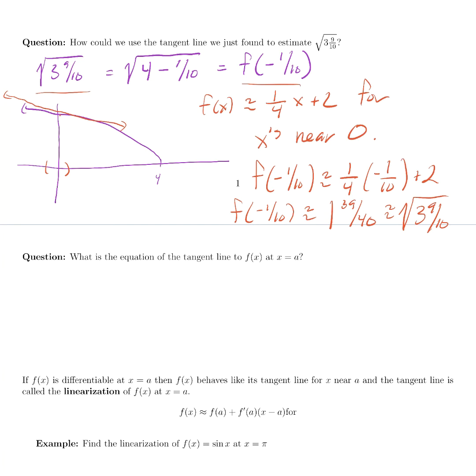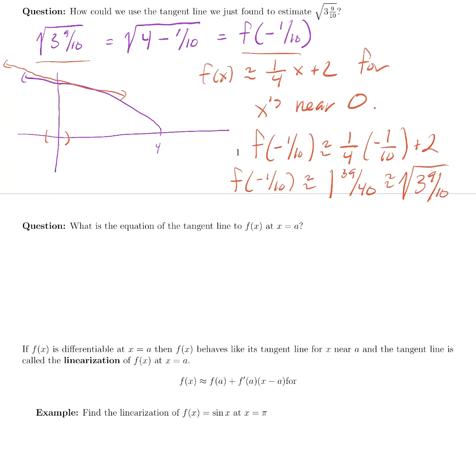What did we do? We found the equation of the tangent line at 0, and we used the equation of that tangent line to estimate the output of the function around 0. If you were to open a calculator right now and take the square root of 3 9/10, find that as a decimal, and 1 39/40, you see that those agree to a few decimal places at least. So the tangent line does a good job of estimating the function here.